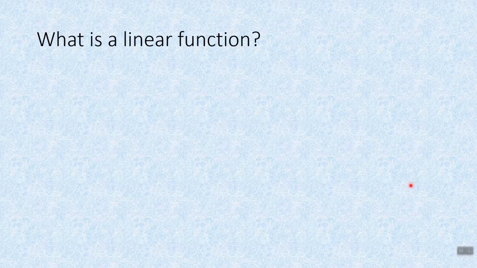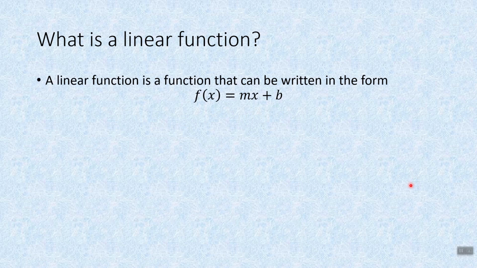So what is a linear function anyway? A linear function is a function that can be written in the form f of x equals mx plus b. Now the function notation that we've been working on, we've seen that already. F evaluated at x, f of x. This is not multiplication. Right?